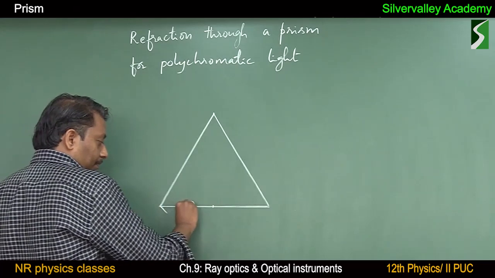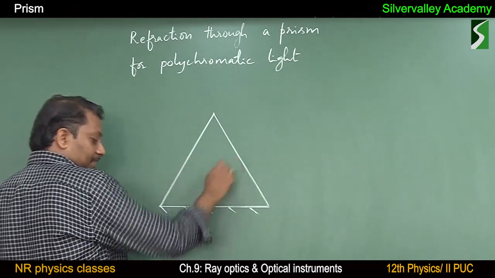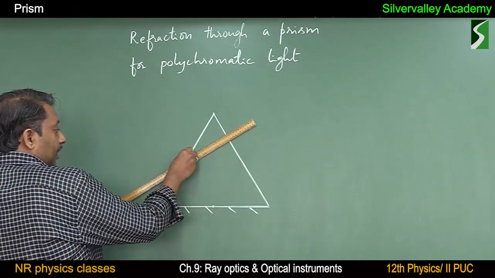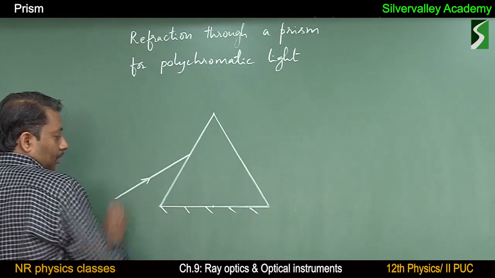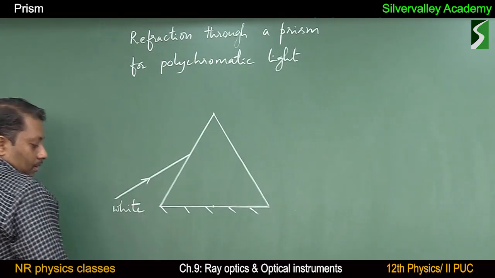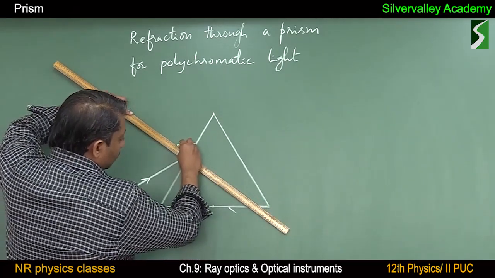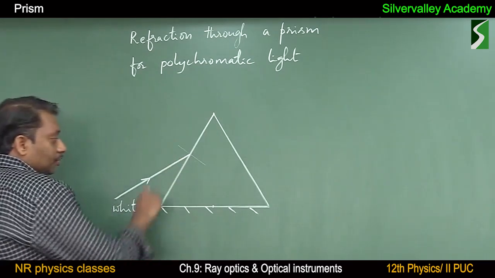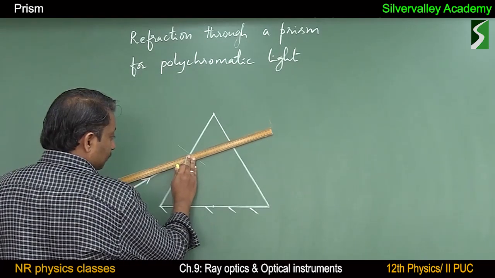Base of the prism, refracting faces. This is incident polychromatic light like white, normal drawn at the point of incidence, normal. So this light beam undergoes refraction.